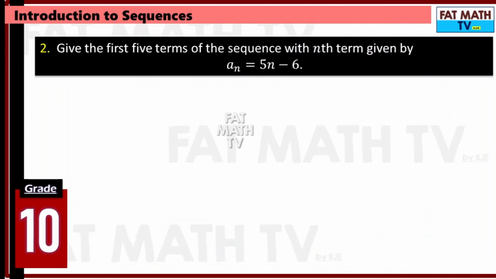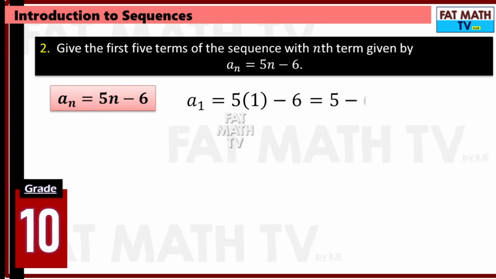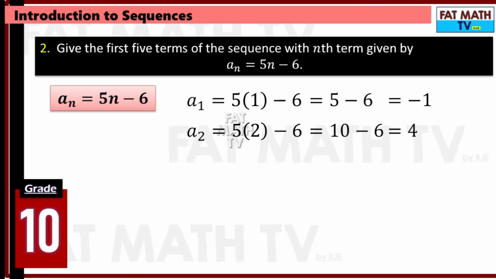Let us have another example. Number 2. Give the first 5 terms of the sequence with nth term given by a sub n equals 5n minus 6. So what we're going to do is just replace n with 1, 2, 3, 4, and 5. For the first term, n equals 1, so 5 times 1 minus 6. So 5 times 1 is 5 minus 6. That's negative 1. So that is the first term, negative 1. For the second term, replace n with 2. So 5 times 2 minus 6. That's 10 minus 6, which is 4. So 4 is the second term.